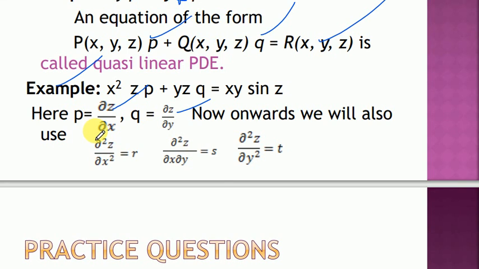Now further, in the further study now onwards, we will use these symbols. That means for partial derivative of second order with respect to x, we can use r, and for second order derivative with respect to x and y, we can use s, and for ∂²z/∂y², we can use small t. So these are the basic concepts of partial differential equations and the basic idea.